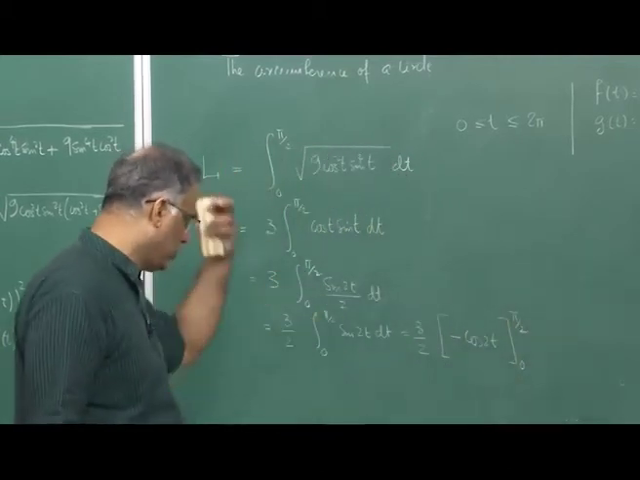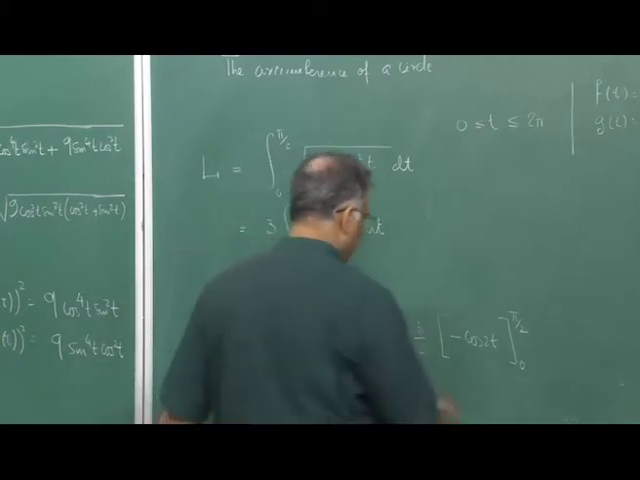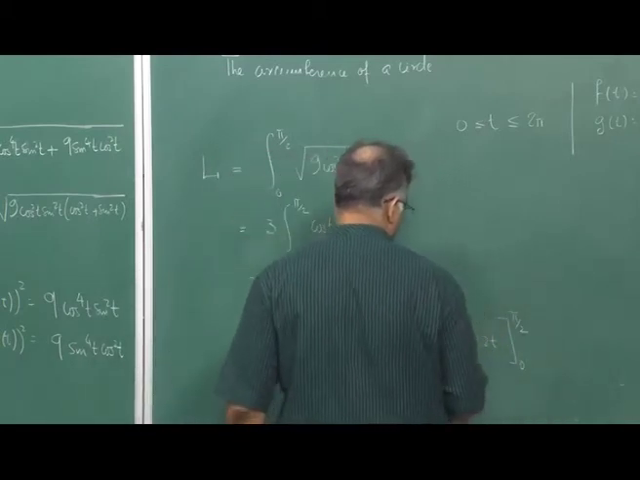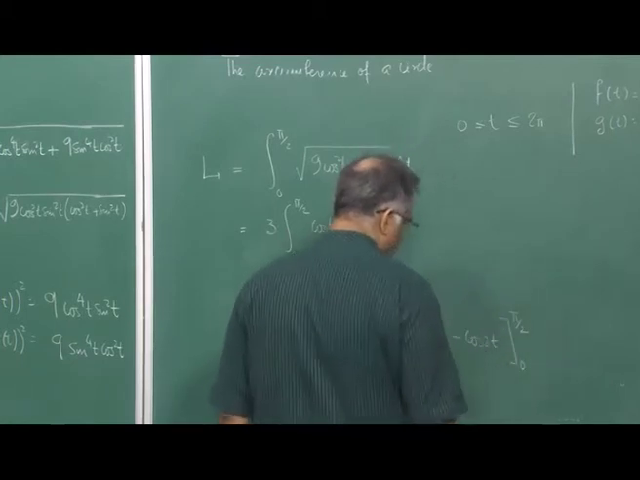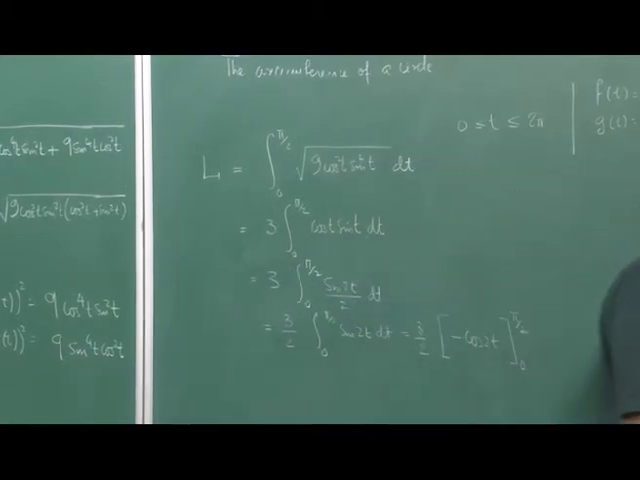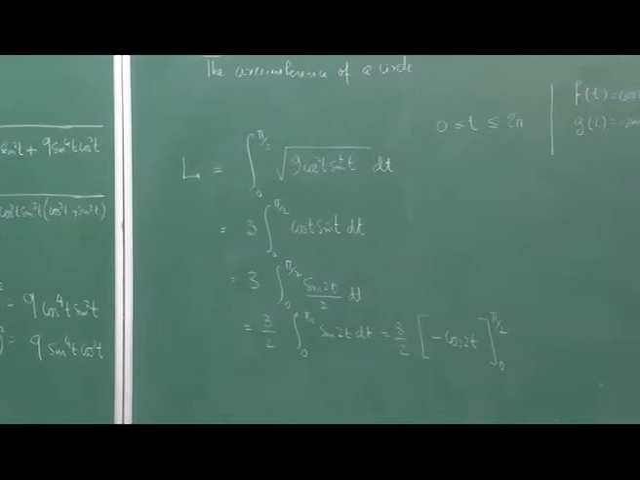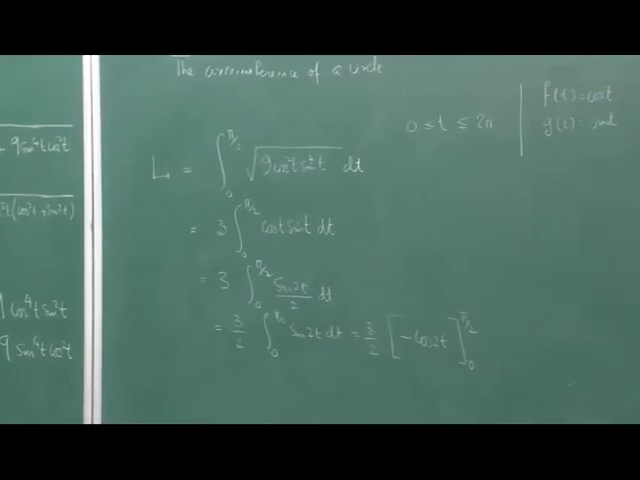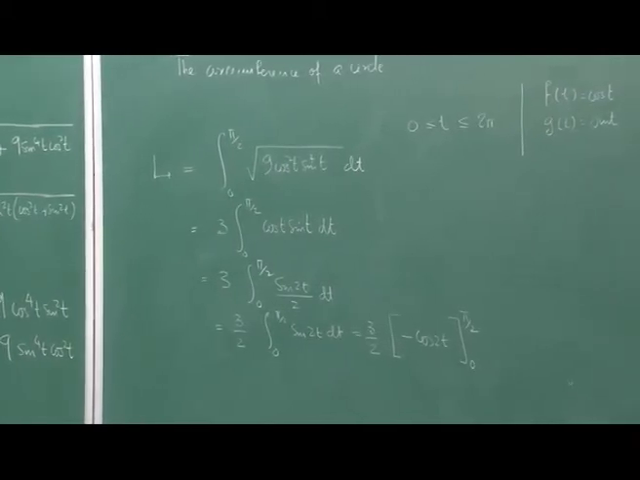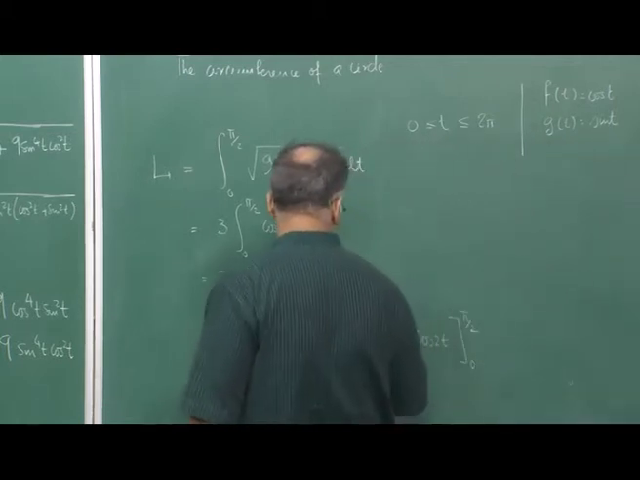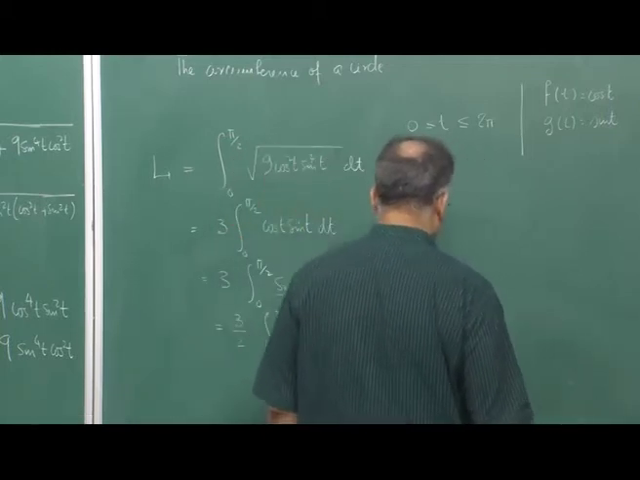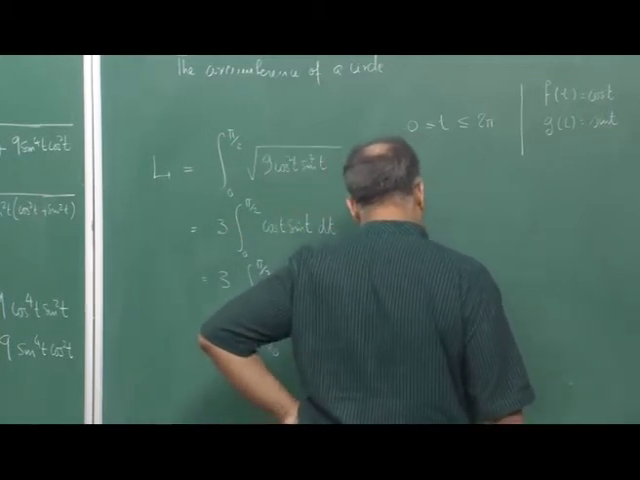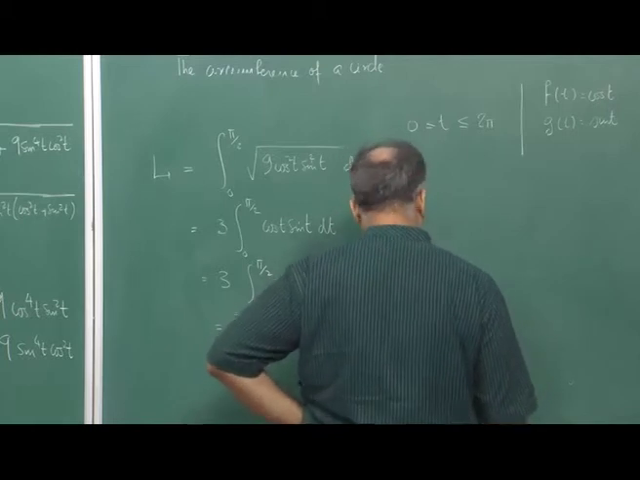So, when I put t equal to 0, cos 2t will become 1, and when t equals pi by 2, it will become minus cos of pi. So there will be 3 by 4th of course. Cos of pi is minus 1, so it is 1.